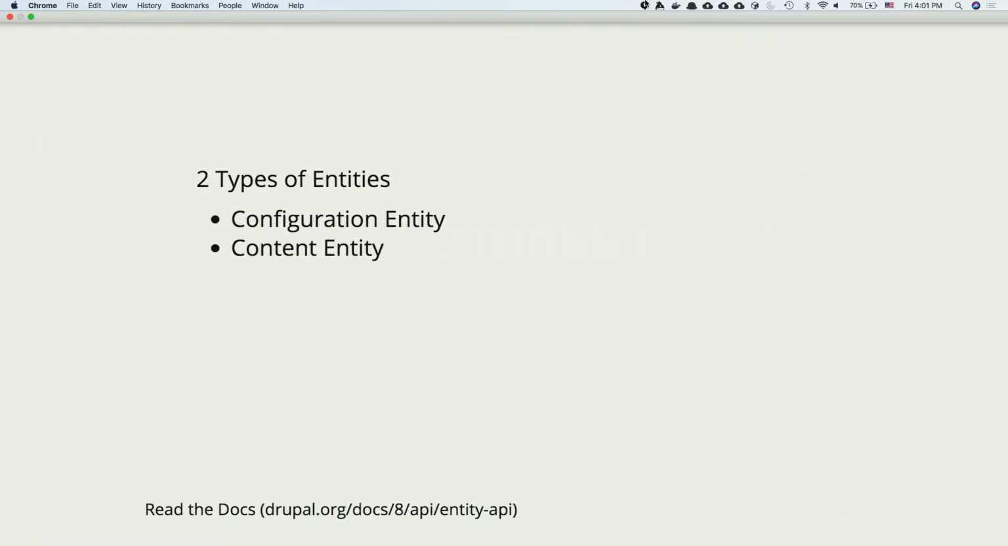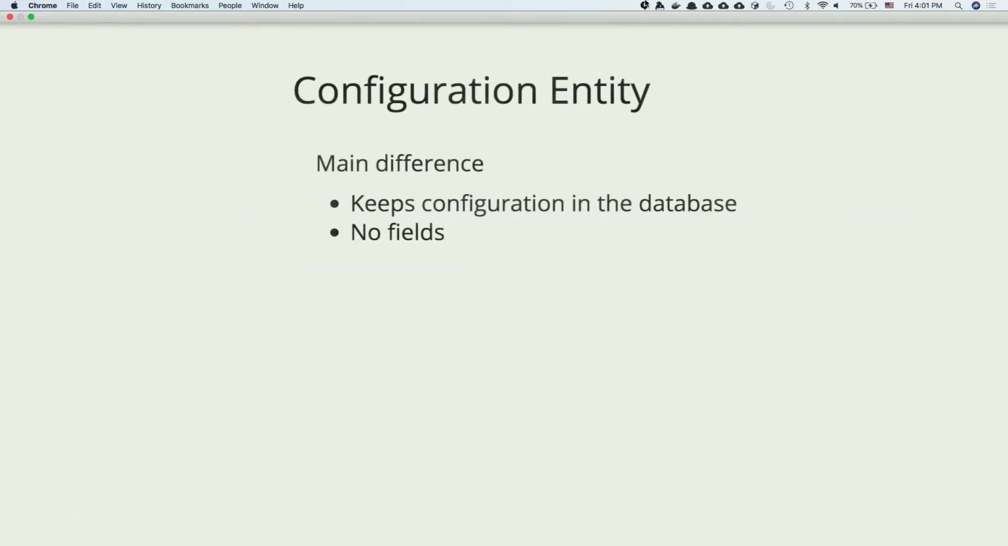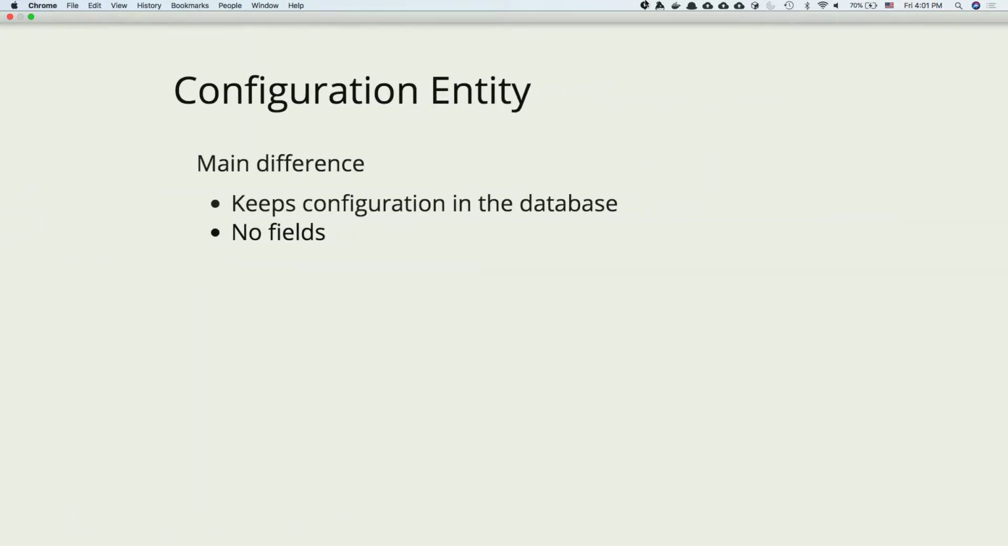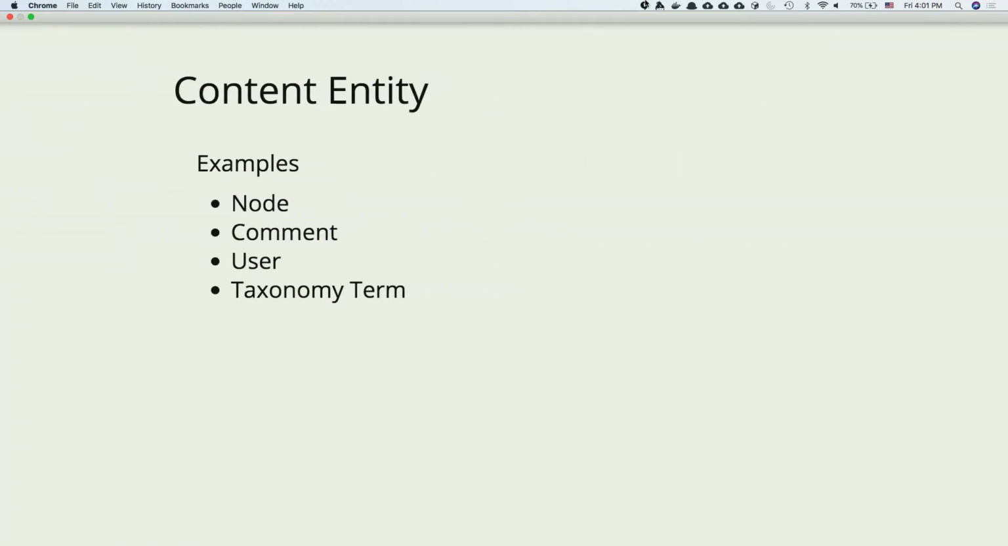To cover the gamut here, there are two types of entities in Drupal 8. You have configuration entities and content entities. A configuration entity is basically, it stores configuration in the database, but it's not fieldable. Whereas a content entity is fieldable. And some of the pre-made content entities out of the box are node, comments, taxonomy terms, users. Blocks are entities now, and these are all fieldable entities that come with their own pre-configured properties and methods, right?